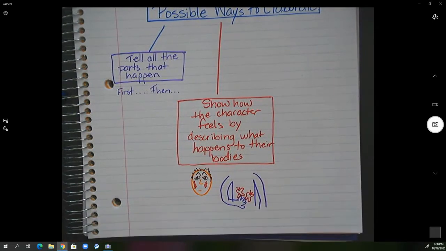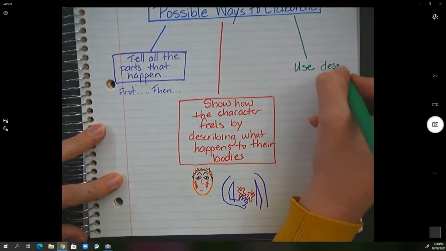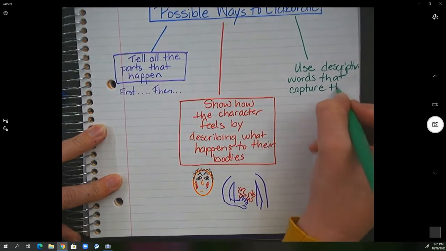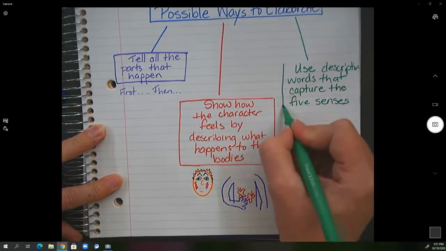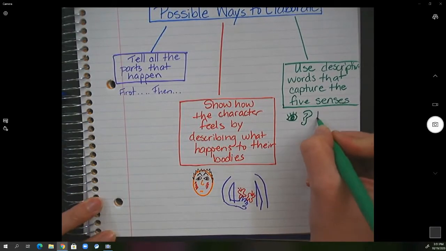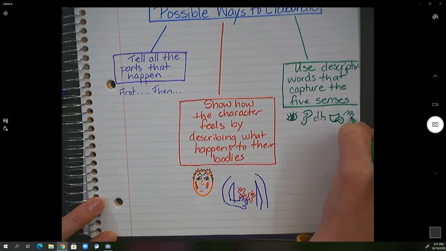Okay. One last way that you can elaborate for what we're going to do today is that you can use descriptive words that capture the 5 senses. And those 5 senses are sight, sound, smell, taste, and touch. Something like that can help make a story really strong.